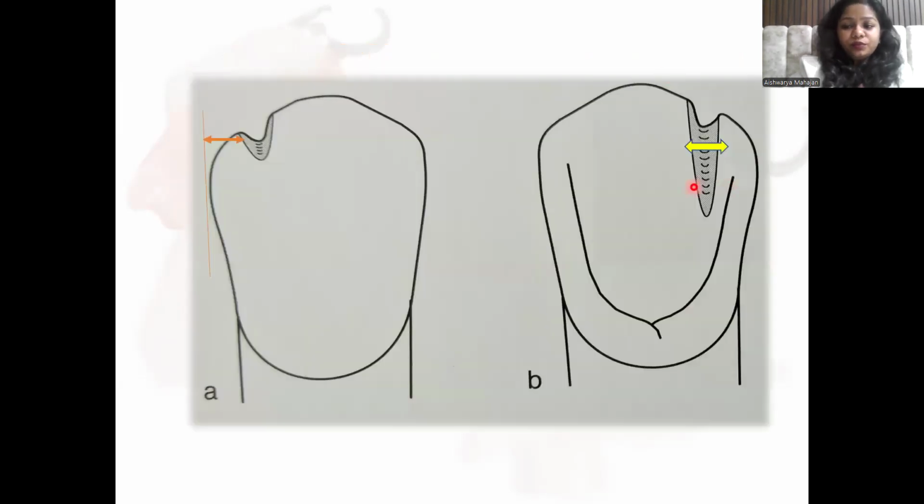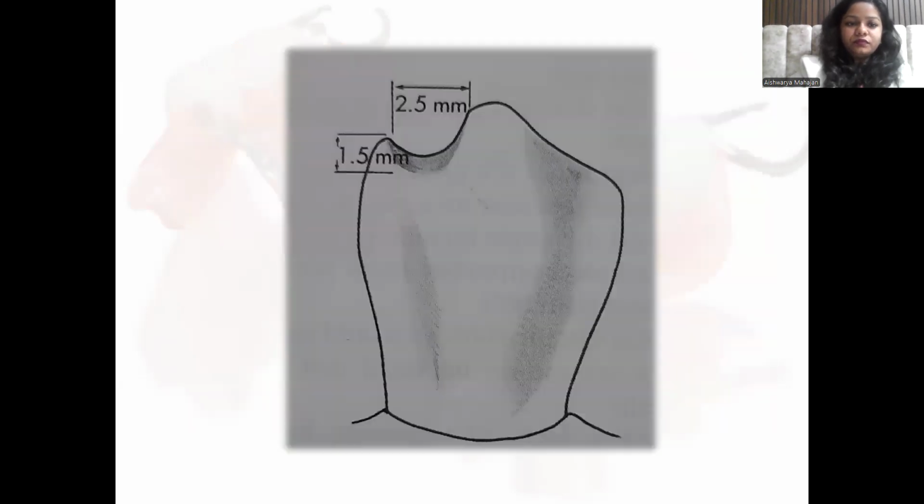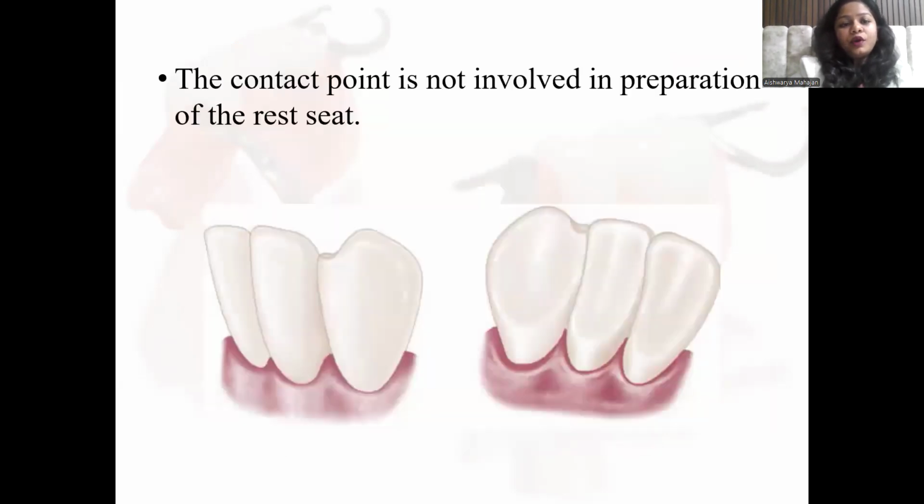So a V-shaped notch is fabricated on the lingual surface, which moves on to the labial surface. It should be at least 1.5 to 2 mm from the proximal incisal angle of the tooth. Its depth should be about 1.5 mm and its width should be about 2.5 mm. The contact point is not involved in the preparation of the rest sheet.